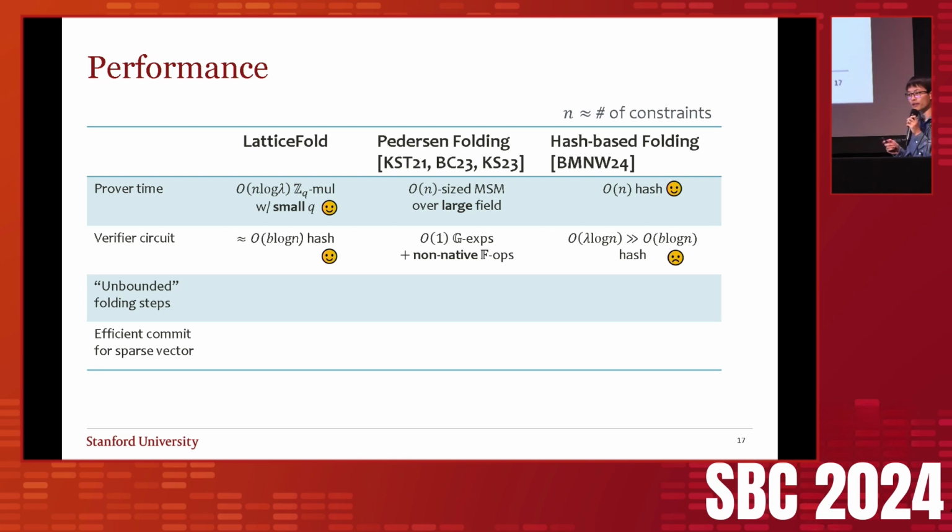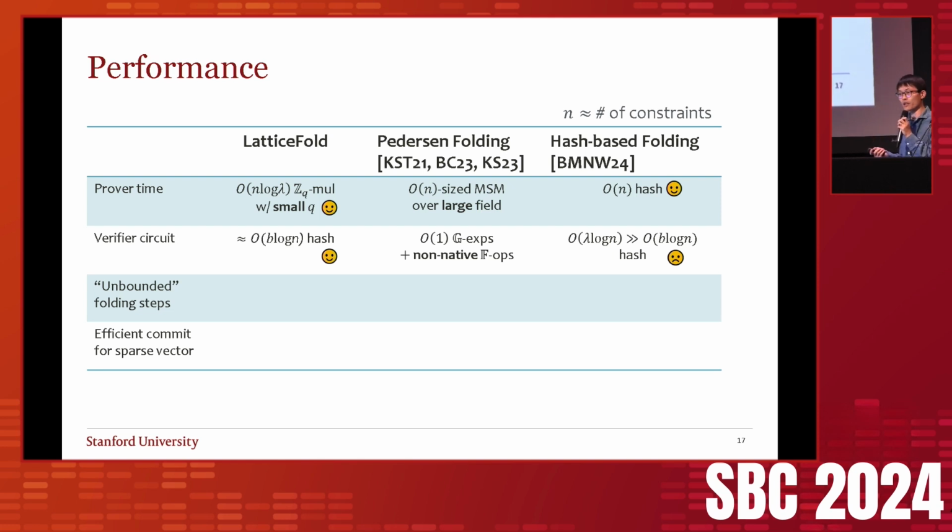Also, we know that recently after we published this paper, there's a concurrent work which built a folding scheme purely from hashing, which is also a very elegant scheme, and they also have a really efficient prover. For LatticeFold, our prover is also very efficient. It's approximately just a linear number of small field operations, which is much better than Pedersen-based schemes that involve a lot of multi-group exponentiations over really large fields.